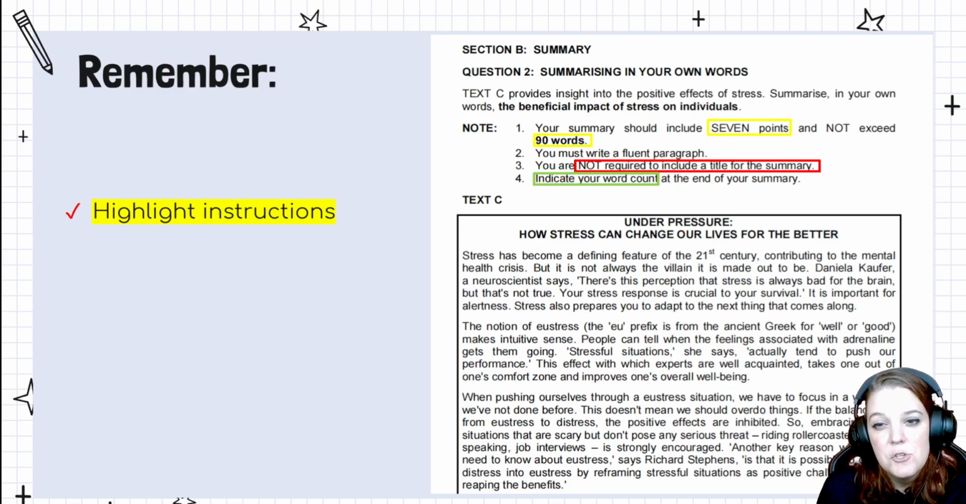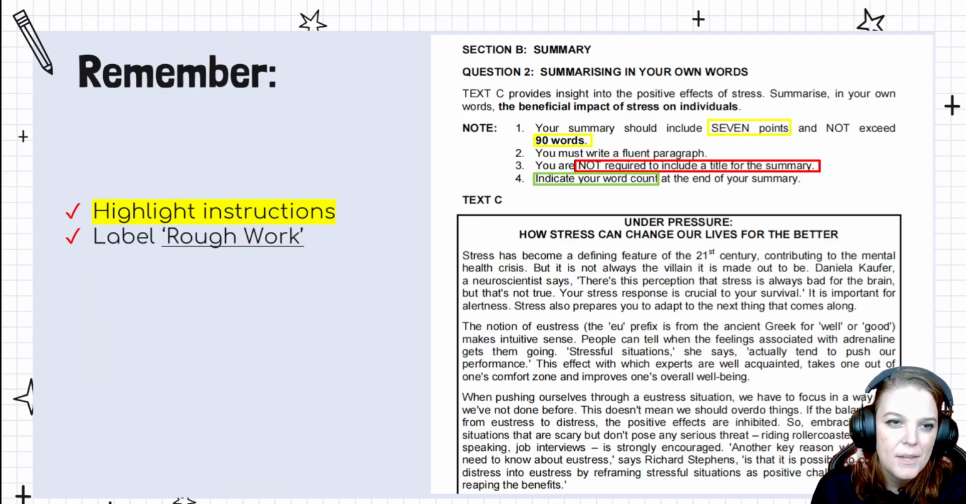Instruction 4 says indicate your word count at the end of your summary. Again, make sure it's an accurate word count at the end of your summary. Okay, so it says if you're going to be doing rough work, some teachers advise not to do rough work. I prefer to do it, but if you're running short on time, some teachers suggest skipping the rough work section. It's up to you and how you feel works best for you.